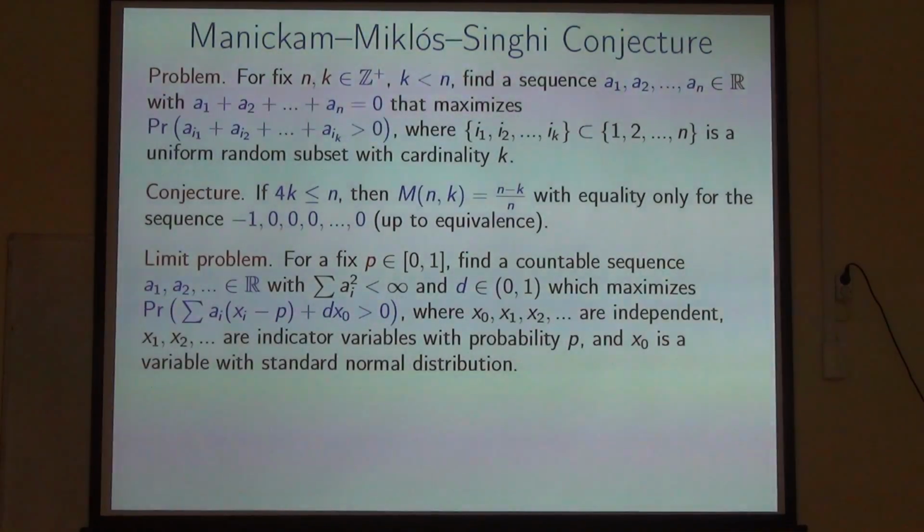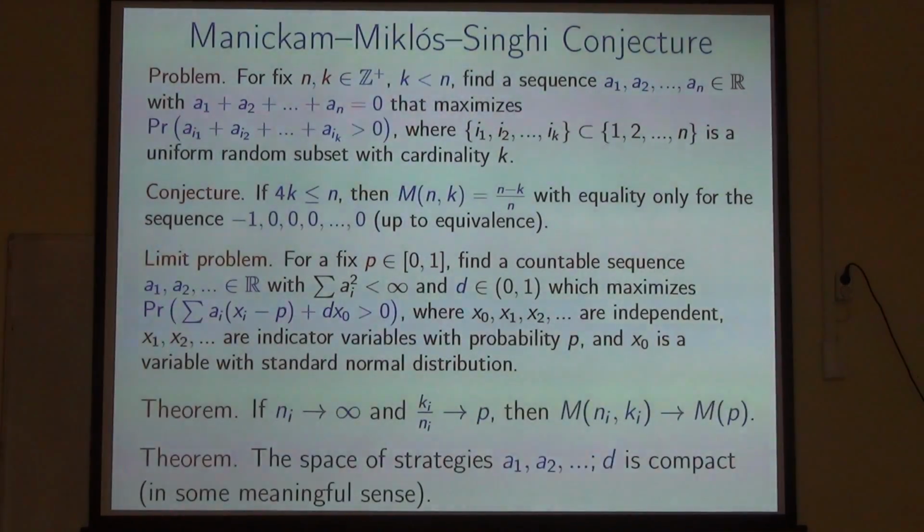So in the limit problem you have values, so that b times a standard normal distribution plus the difference from the expected value. Xi is an indicator variable with probability p, should be positive.